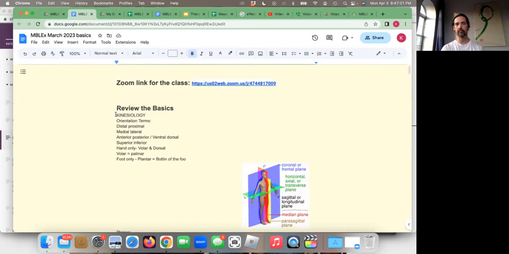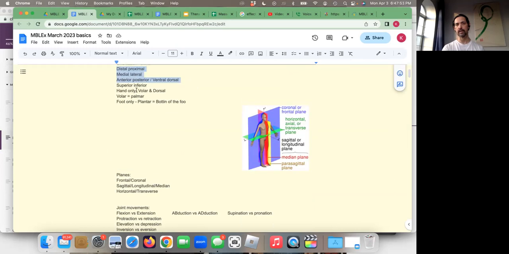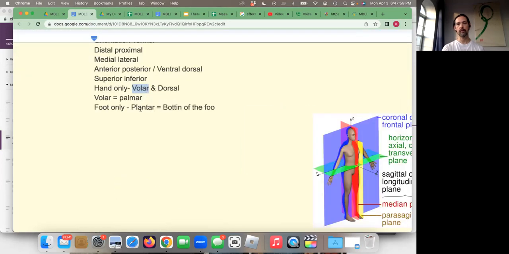So we will look at orientation on the body in a moment, but body orientation means how you get oriented to the body, how you find your way around the body. Like distal, is it proximal, medial, or lateral, anterior, posterior, which also is called ventral and dorsal. And the special terms, like there's a term specifically for the palm of the hand, which is volar, and there's a term specifically for the sole of the foot, which is plantar.